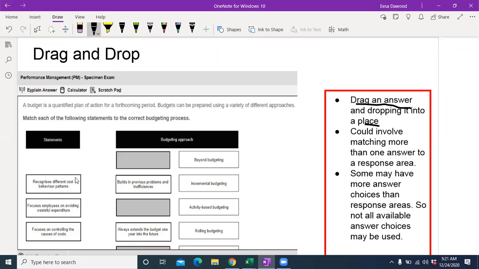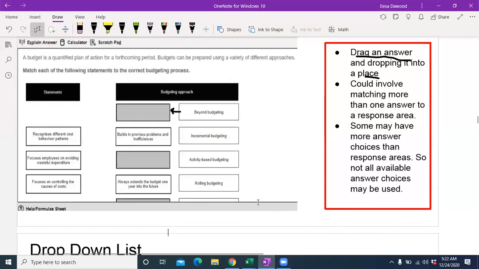For example, recognizes different cost behavior patterns. I'm going to match it and drag. This is the budgeting technique, and if it relates to, for example, recognizing different cost behavior patterns, it is basically flexible budgeting, the flex budget. Focuses on controlling the causes of the cost, so I am going to drop focuses employees on avoiding wasteful expenditure at the right response area. So that's a drag and drop question.